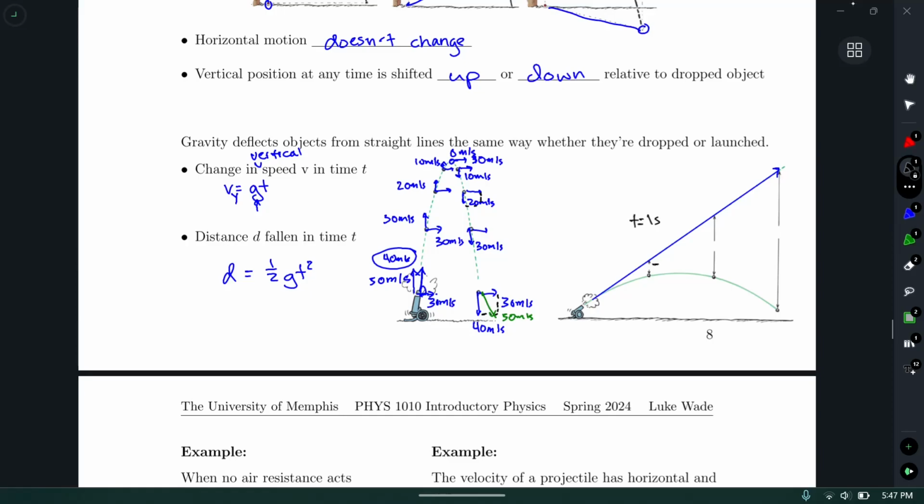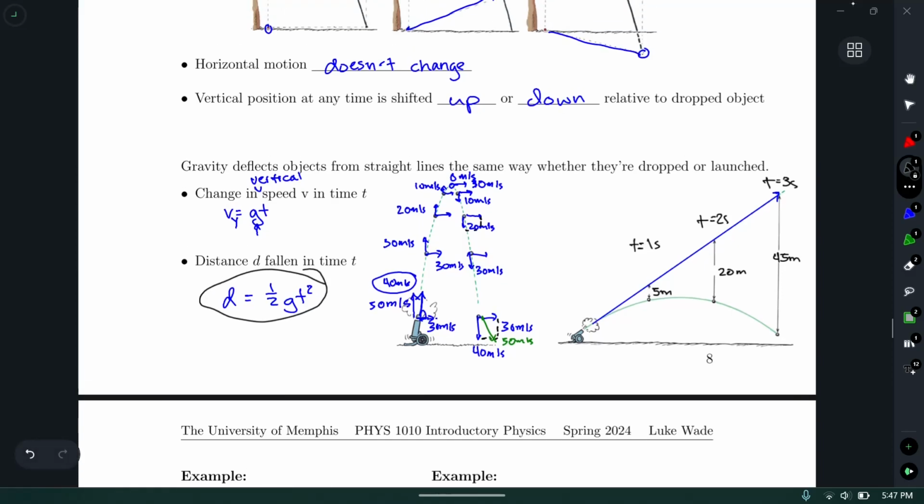After 1 second, it falls about 5 meters. After 2 seconds, it falls about 20 meters below that path. And after 3 seconds, it falls about 45 meters below. Those are all obeying this equation right here. So just like in free fall, something launched at an angle, a projectile, is falling below the path it would go on without gravity by this amount.